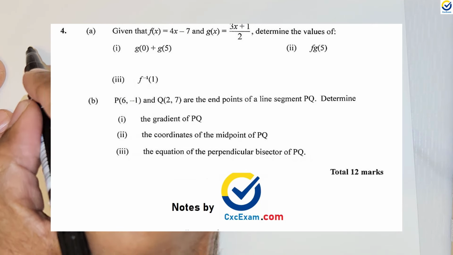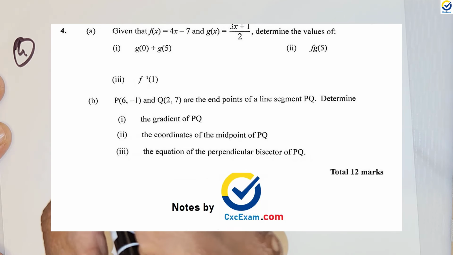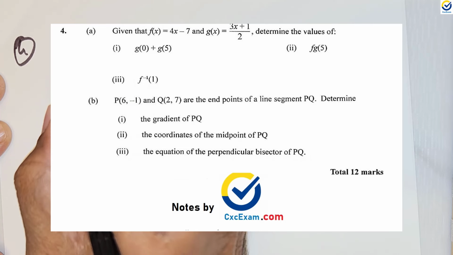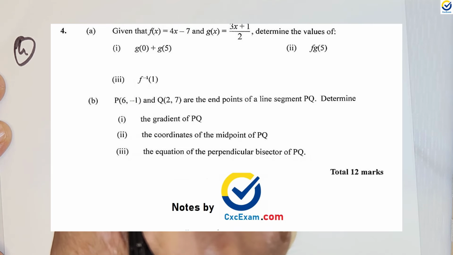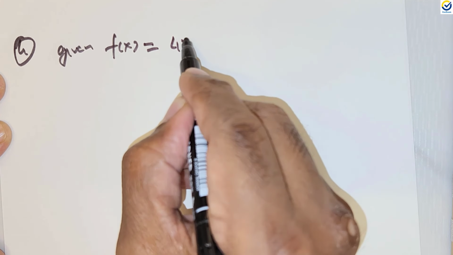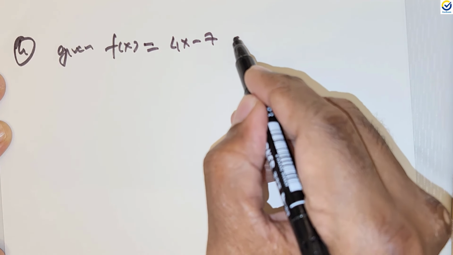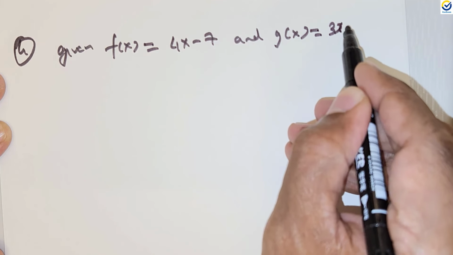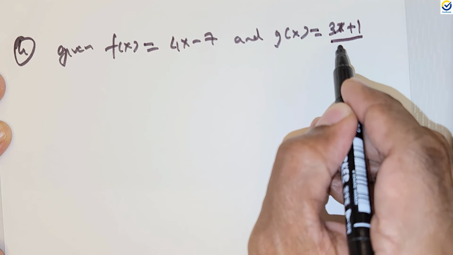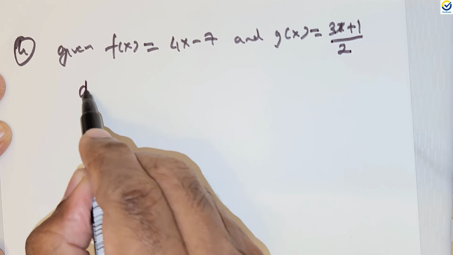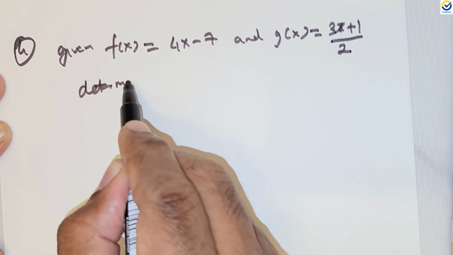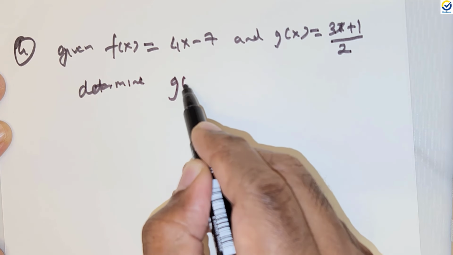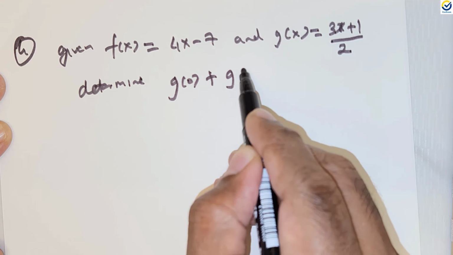Now this is the next question. It's question number 4. We've been given f(x) = 4x − 7, and g(x) is given as (3x + 1)/2. Determine g(0) + g(5).